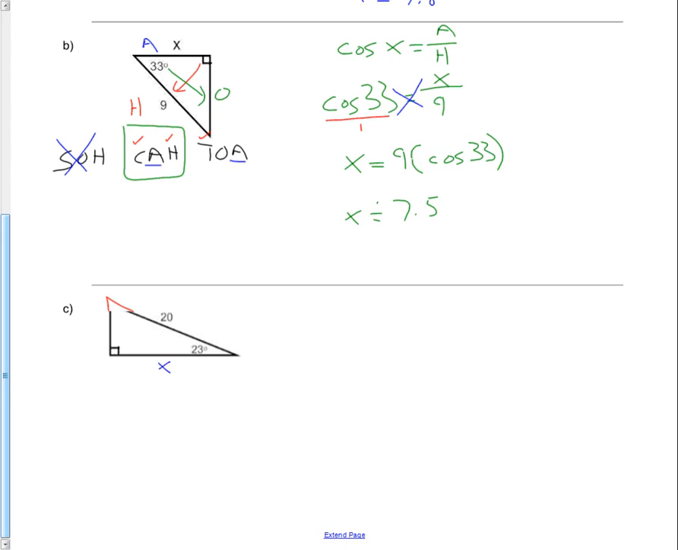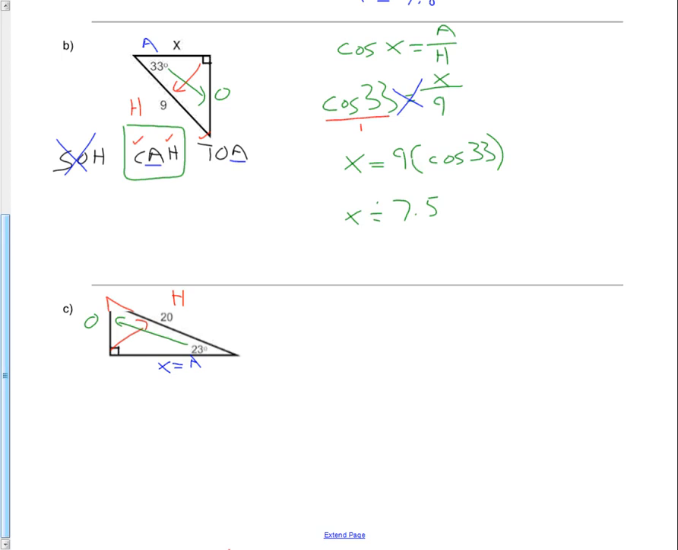So if we want to figure out the length of x, again, we've got to go through and use our process. So the first thing you always want to do is label your HOA. So here we've got our hypotenuse. I've got the length of my hypotenuse. I can figure out my opposite side length, and so therefore the x must equal the adjacent side length. So now I'm going to go through and solve for this.